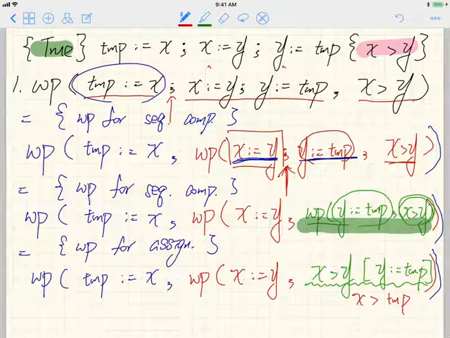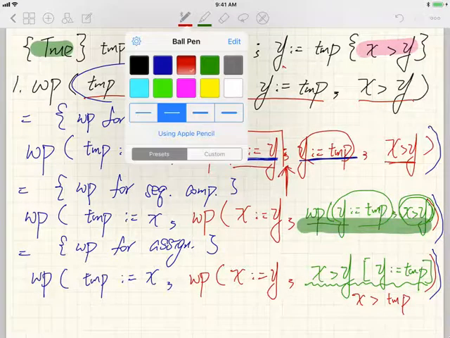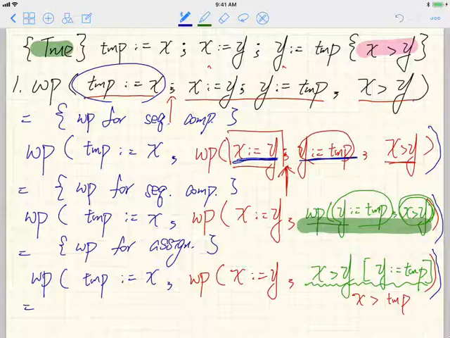So you can see when we expand the sequential composition, we go from left to right. But now when we simplify using assignment, we go backwards. Okay, that's something you should notice. Now, how do we simplify this red over here? Let me just, you kind of get it, so I'll go a little bit faster.